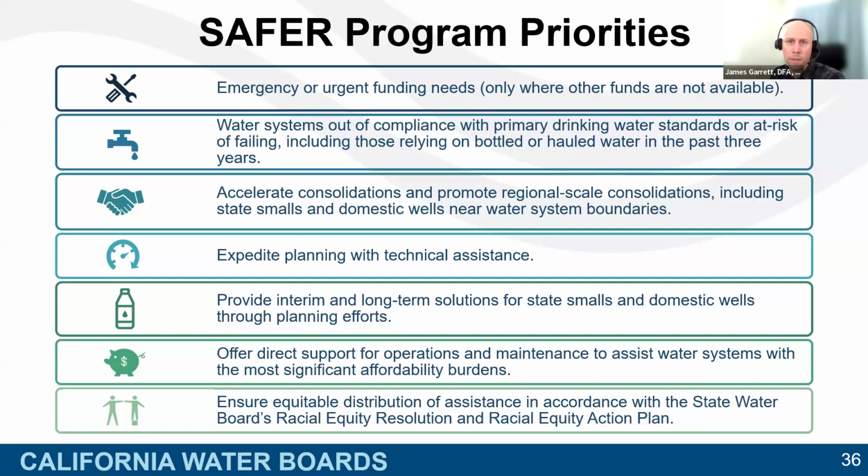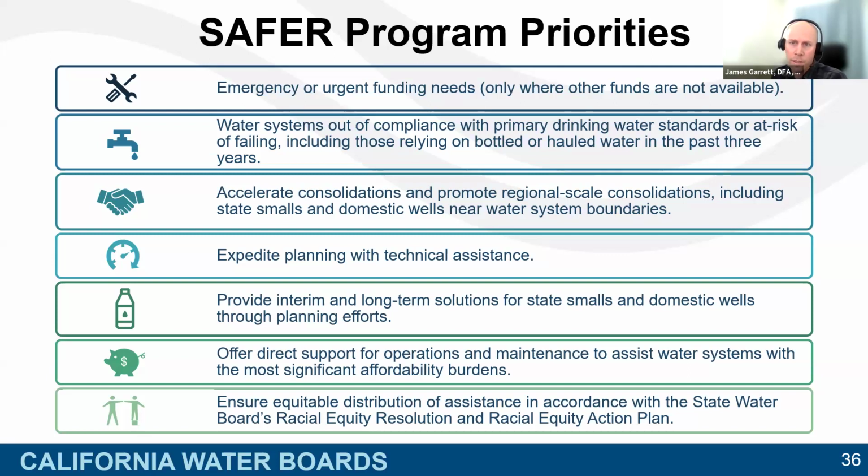Address community water systems and school water systems consistently out of compliance with primary drinking water standards or at risk of failing, or water systems relying on bottled water or hauled water in the past 3 years. The priority is to accelerate consolidations for consistently out of compliance and at-risk systems, as well as state smalls and domestic wells near water system boundaries, and promote opportunities for regional scale consolidations. There's a priority to expedite planning through use of technical assistance for systems out of compliance, at-risk systems, as well as state smalls and domestic wells.